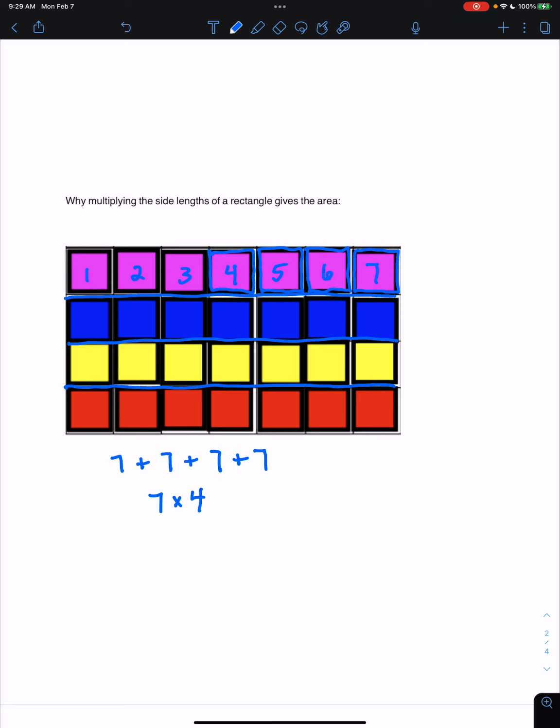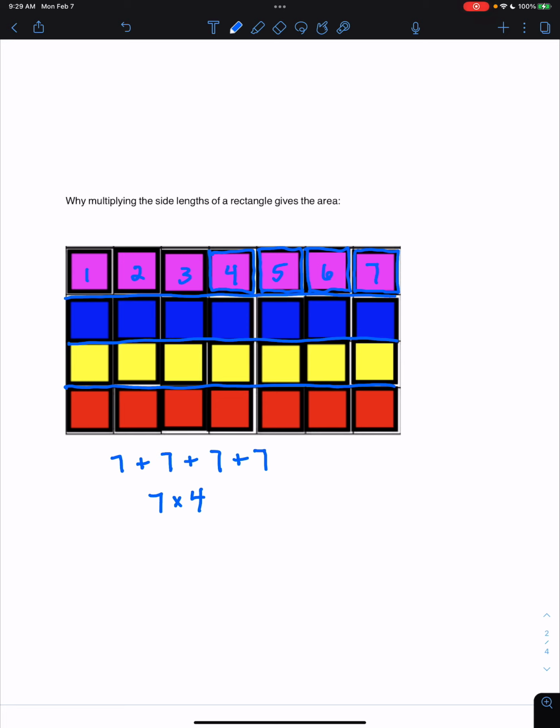So here I'm actually taking the square units from each of these pieces, and they are the same amount. They are all 7 units long, the squares, 7 square units long. And I'm doing that 4 times. So that is what we're really doing when we're taking the length times the width.